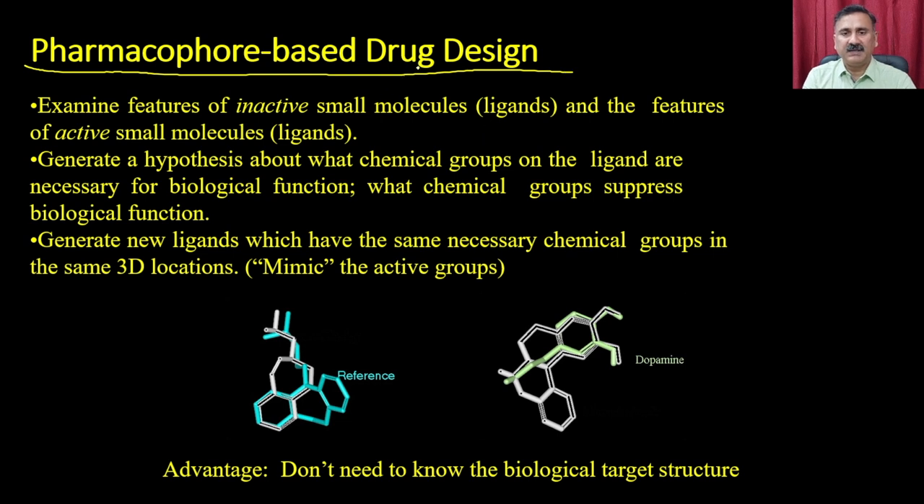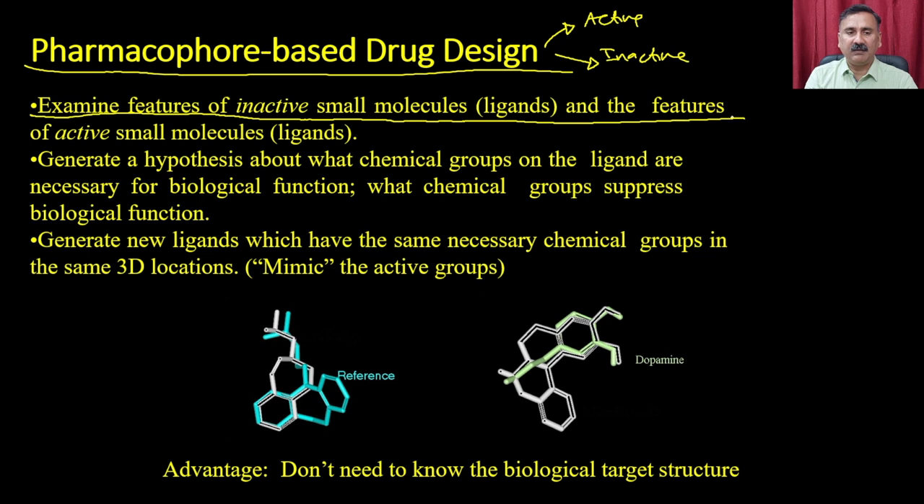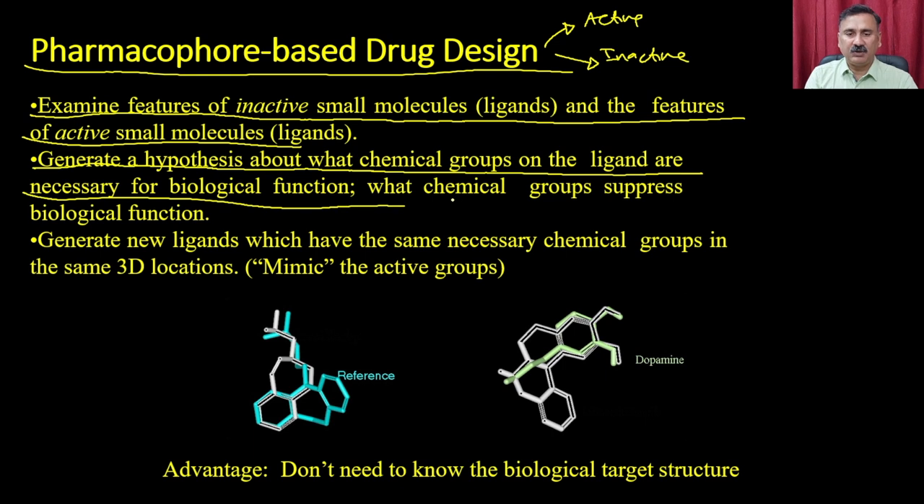So, pharmacophore based inhibitor design. In this particular case, you have to take two different types of molecule, one which is active and one which is inactive. You examine the features of the inactive molecules as well as the features of the active molecule. For example, you have a reference molecule and you have the actual molecules. Then you generate a hypothesis about what chemical groups on the ligands are necessary for the biological function, what chemical groups suppress the biological function, and so on.